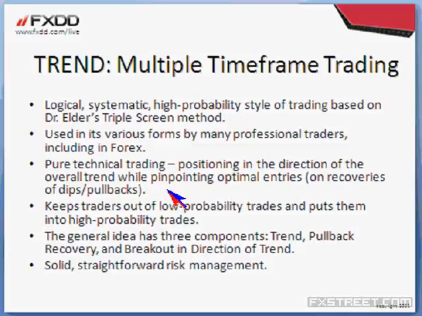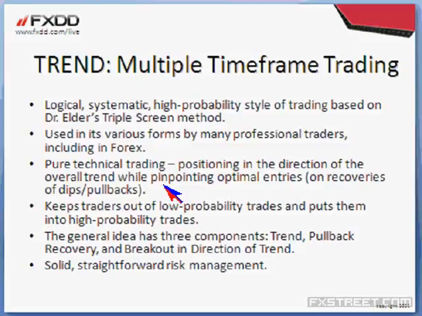As I mentioned, I am purely a technical trader. What you're doing with this strategy is positioning yourself in the direction of the overall trend while pinpointing optimal entries. Now, what are optimal entries? A lot of people say you buy on a dip. Absolutely. It's a very simple way to put it, but that sums up how you want to get into any type of trending trade. So you're looking to buy on a dip, but not only that, you're looking to buy on a recovery of a dip, or a recovery of a pullback.